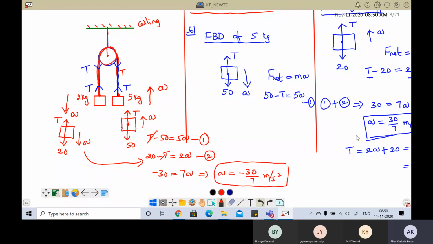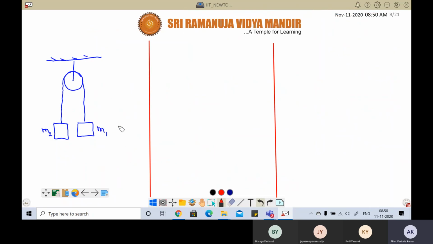Now you see previously how much we got? 30 by 7. Now also we got 30 by 7. Magnitude wise we got the same, but now it is negative. Whenever we get negative, we should think that our assumption is wrong. Here we assumed that the 5 kg is going upward, so that means it is going downwards. In the same way, now also we don't know these masses. So we'll assume, let us say, m1 is going downwards and m2 is going upwards. It doesn't matter, magnitude wise you will get the same. We can always assume any direction. If you get positive, our assumption is correct. If you get negative, our assumption is wrong.